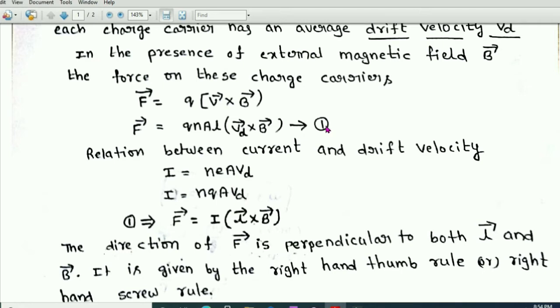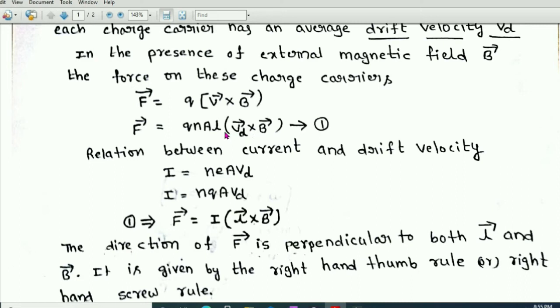So in equation number 1, if you observe, nqAVd appears. In place of this nqAVd we can write I. If you write I in place of nqAVd, we are left with L into I, and we get I into L into B.